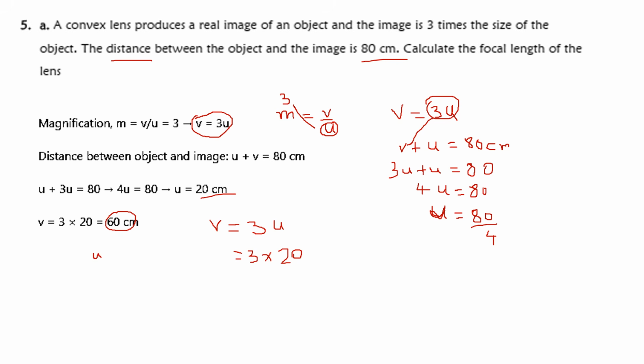So we need to find F, the focal length F. For us to do that, we shall make use of the lens formula. 1 over F, the focal length, is equal to 1 over V. I'm sure you know this formula very well. Plus 1 over U.